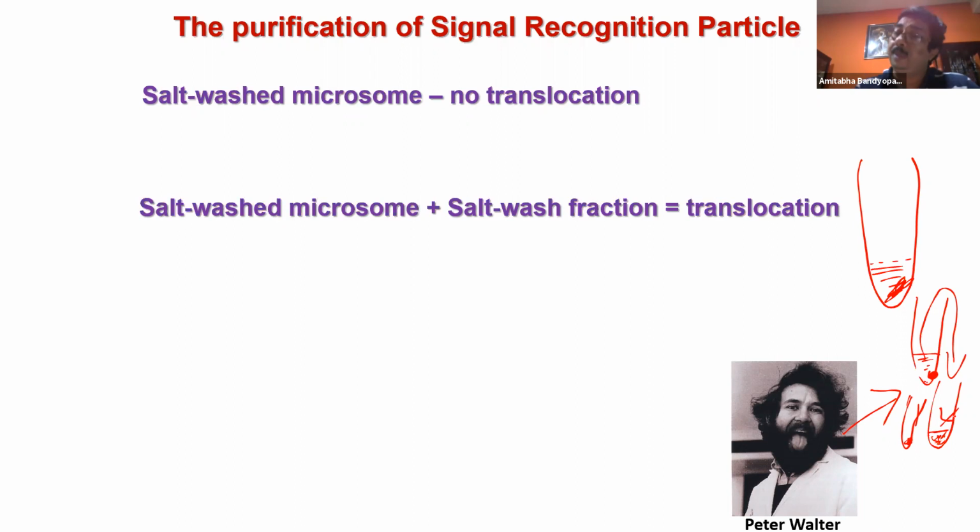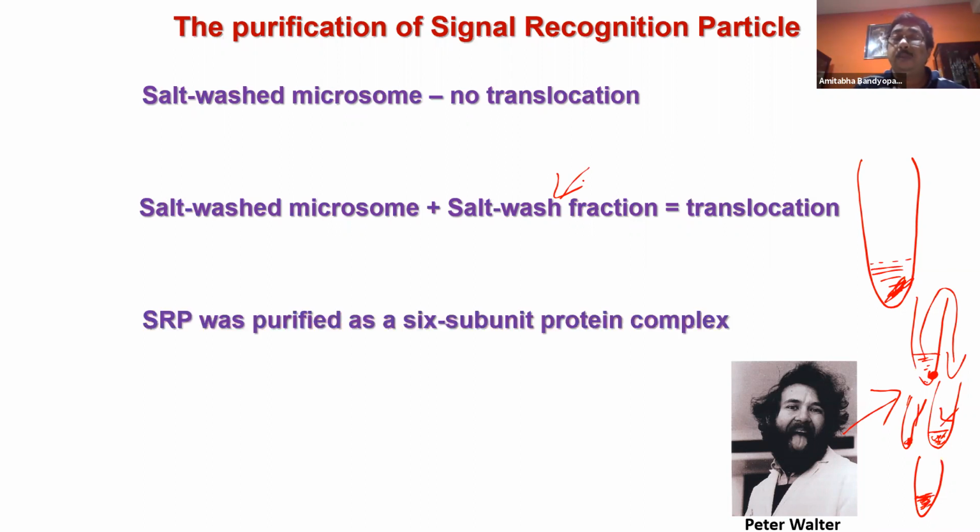Now you add that salt washed microsome and the salt wash fraction, and then you see translocation. So there is something that was associated with the membrane peripherally, loosely, which is required for translocation, and that is present in this thing. This is purely a liquid, like a buffer suspension. Therefore, there is something in here that allows the translocation to happen. And we already discussed all sorts of assays to determine translocation.